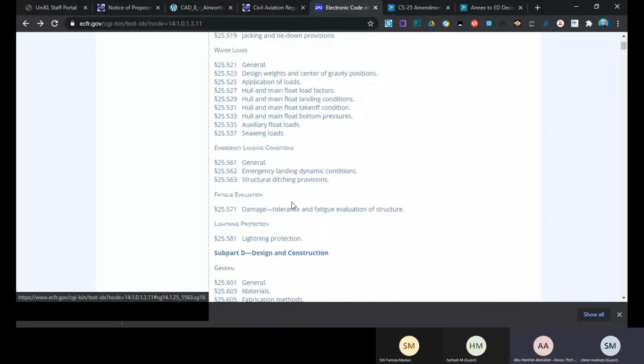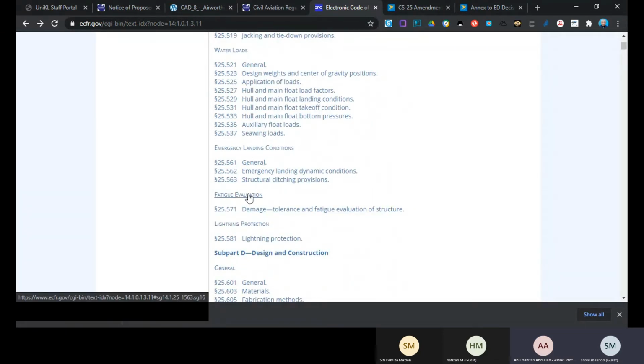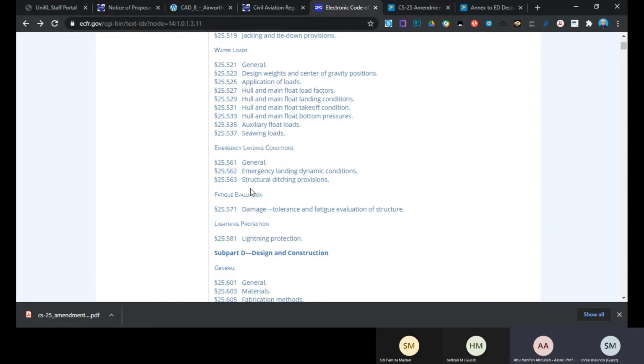Okay, load. Then fatigue: the structure failure due to repeated load. And then lightning protection. Lightning protection basically should be under F because it's electric. However, it's in structure because you have to protect the structure from lightning. If the structure is hit by lightning, the structure strength will be reduced. So that's why it's still under structure.